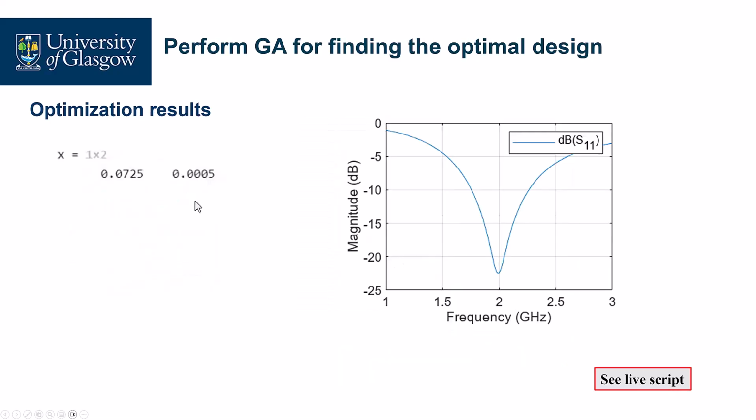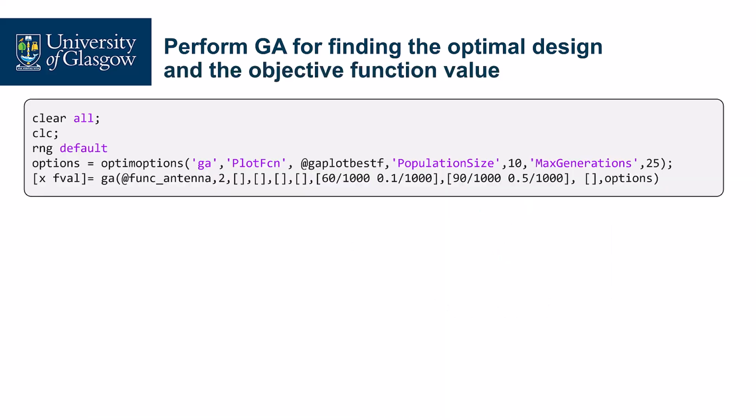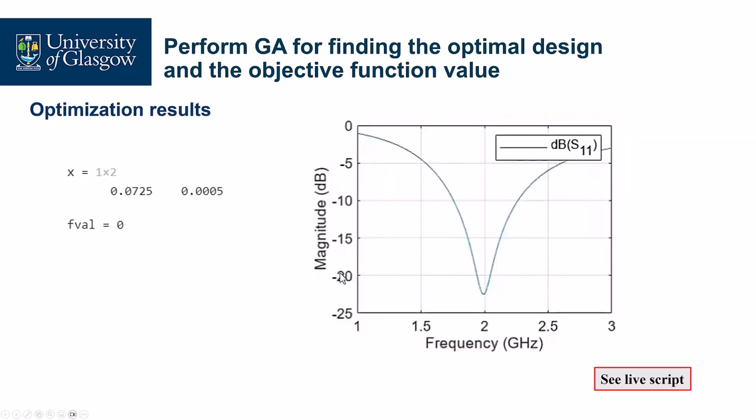Right. So this is an optimal design of x, the L and R, and these are the responses of the antenna as well. Then we can see, if we use fval, we can not only see the design, we can also see the function value of the objective function at the optimal design. So we can see fval is equal to 0 from here, right?